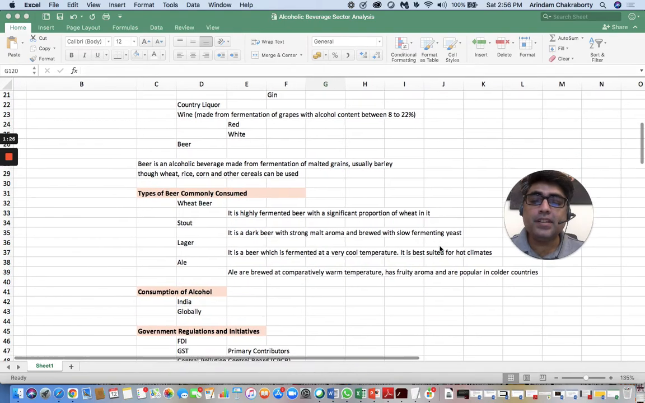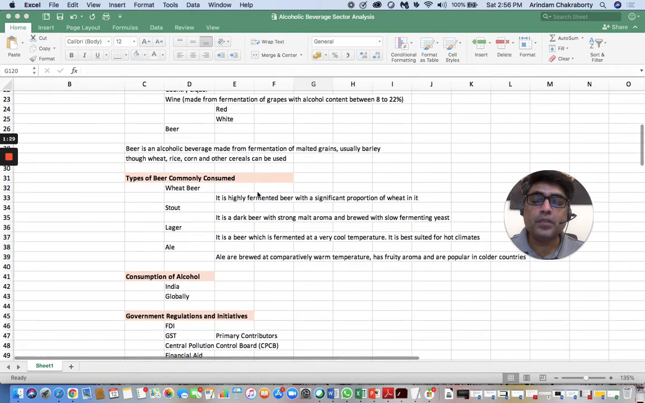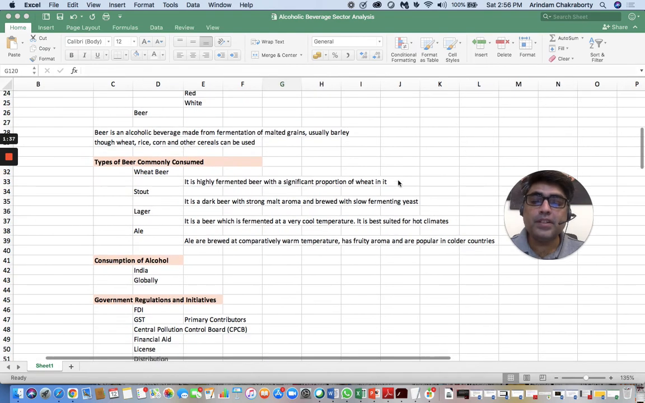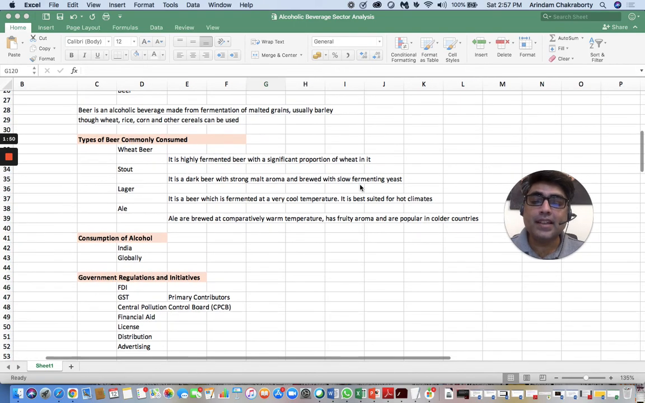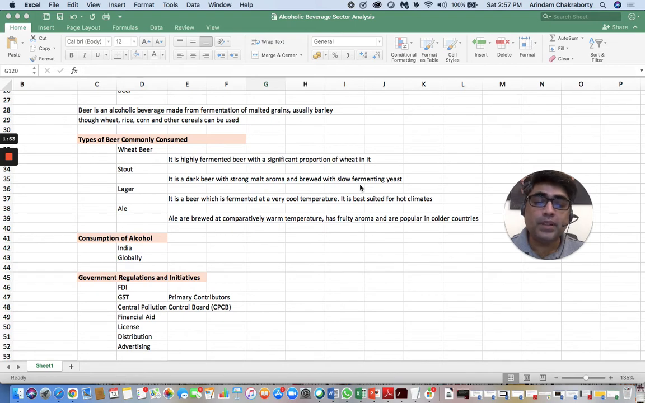Now, let us understand the different types of beers which are consumed. There is wheat beer, which is highly fermented beer with a significant proportion of wheat in it. The other one is stout beer, a dark beer with strong malt aroma, brewed with slow fermenting yeast. The third is lager beer, which is fermented at a very cool temperature and is best suited for hot climates. And then there is ale, brewed at comparatively warm temperature, with a fruity aroma, and popular in colder countries. So these are the segments. I'm trying to introduce you to this industry, and that's why I'm explaining all this.